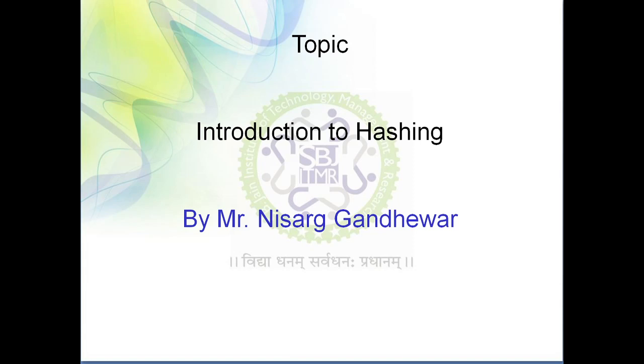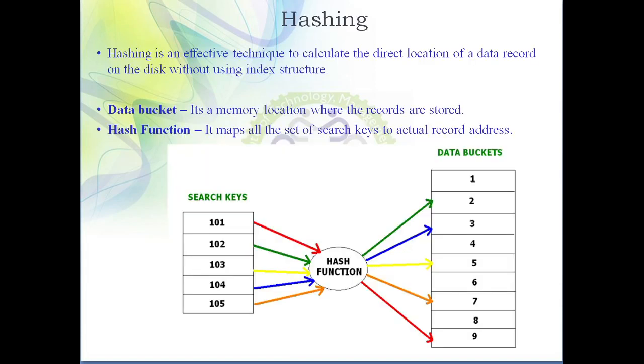But suppose you want to jump directly to a particular memory location where your record resides, then you have to use the concept of hashing. Hashing is an effective technique to calculate the direct location of a data record on the disk without using an index structure. This is the specialty of hashing. In case of hashing, we directly jump to the memory location where your actual record is present. This is the main benefit of hashing over indexing.